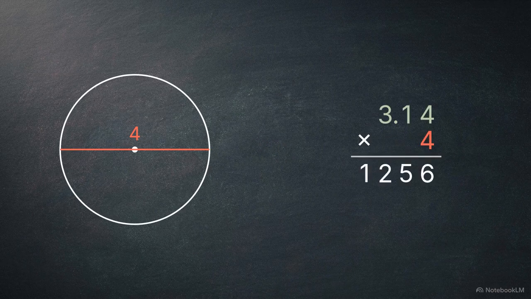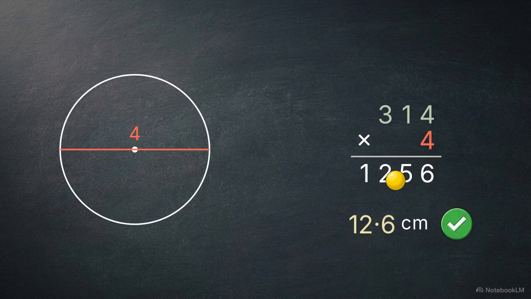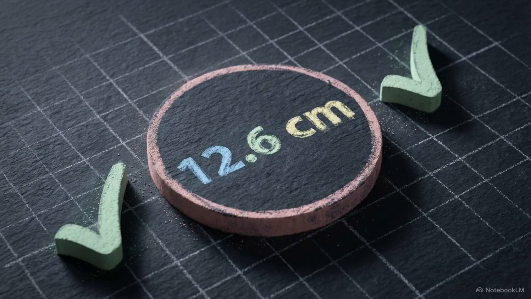Set up the vertical multiplication. Calculate the numbers, tracking the decimal point carefully, and drop it exactly 2 spaces from the right. This gives us our exact raw output, 12.56 centimeters. We can apply a final polish by rounding that raw decimal to the nearest tenth, leaving us with 12.6 centimeters. By plotting the data, substituting variables, and managing decimals, you have calculated the circle's exact mathematical size.